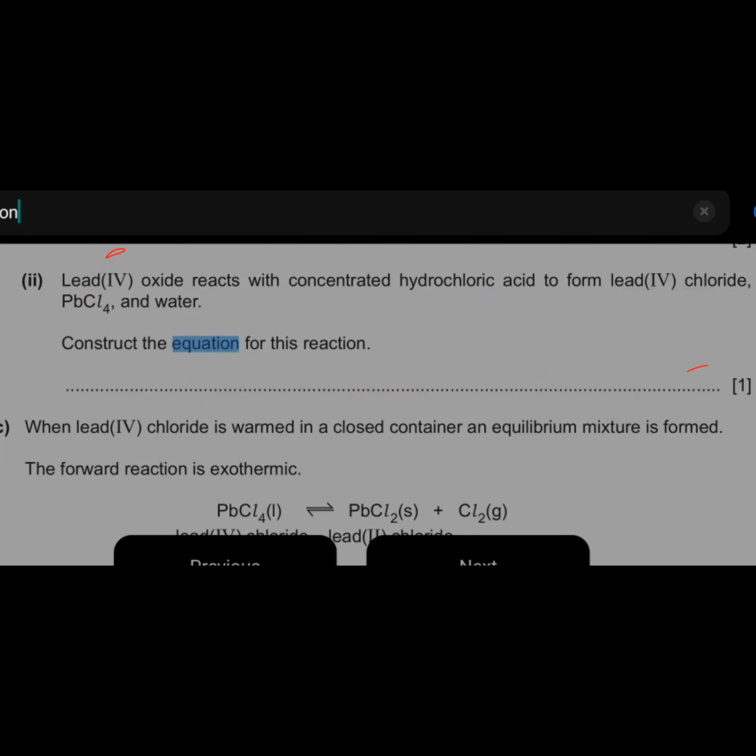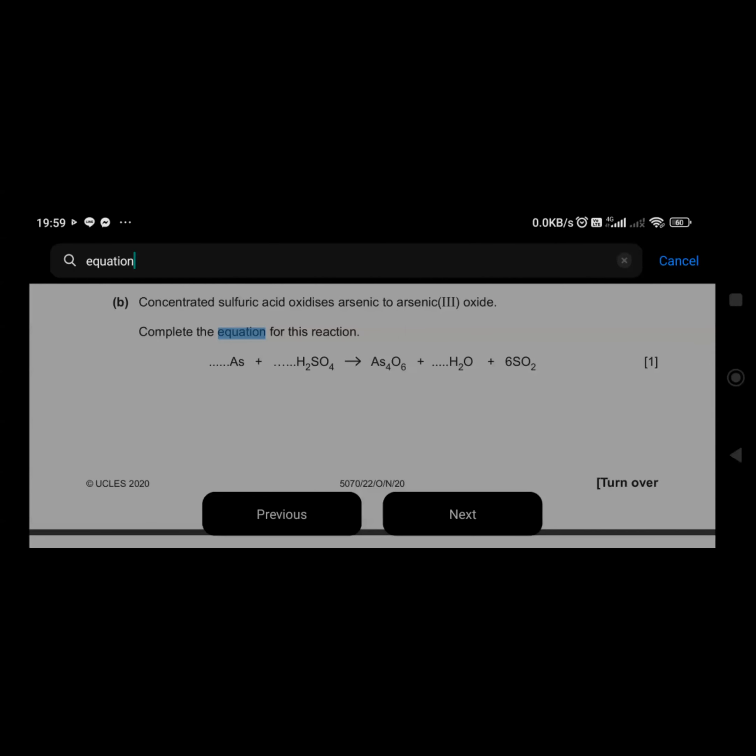It was the normal overall equation. Let's take another one and see. It's also from the same paper, 2020. Take this one. Let's see, what does this say? Yeah, this is also just to make an equation, not an ionic equation, just a normal equation.